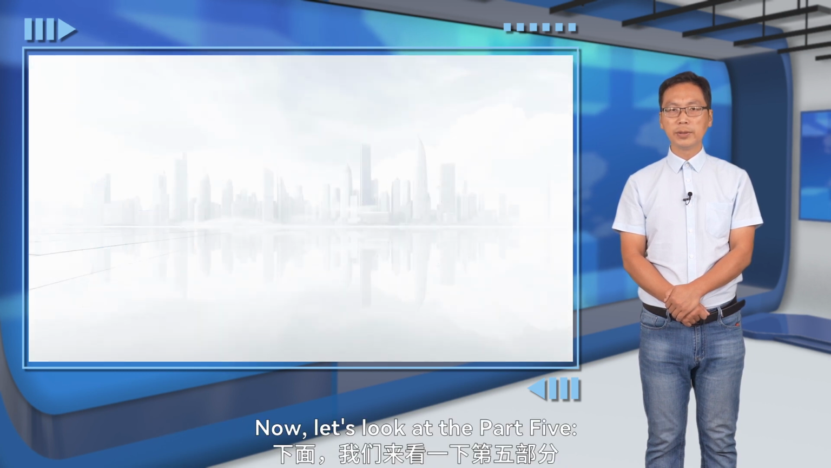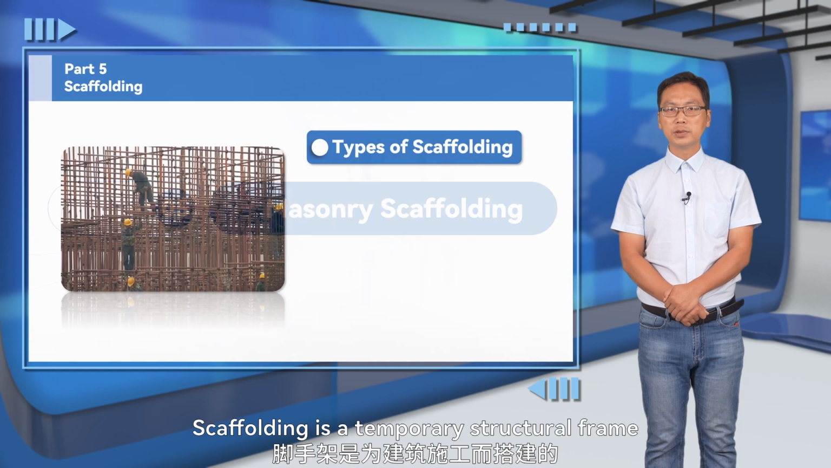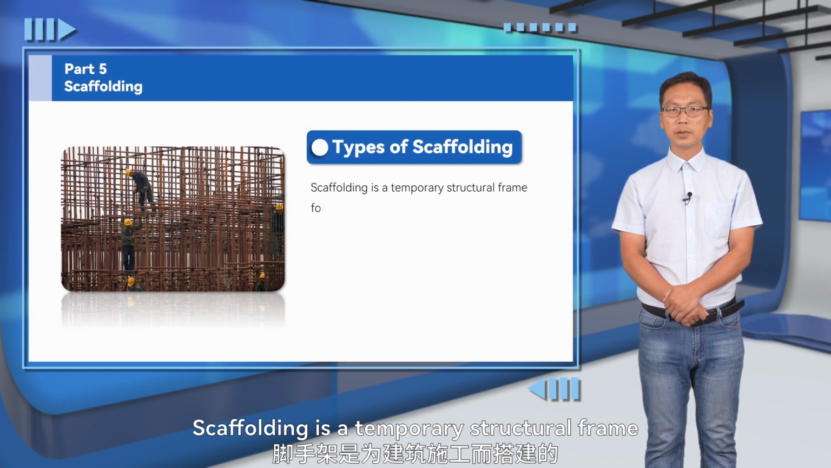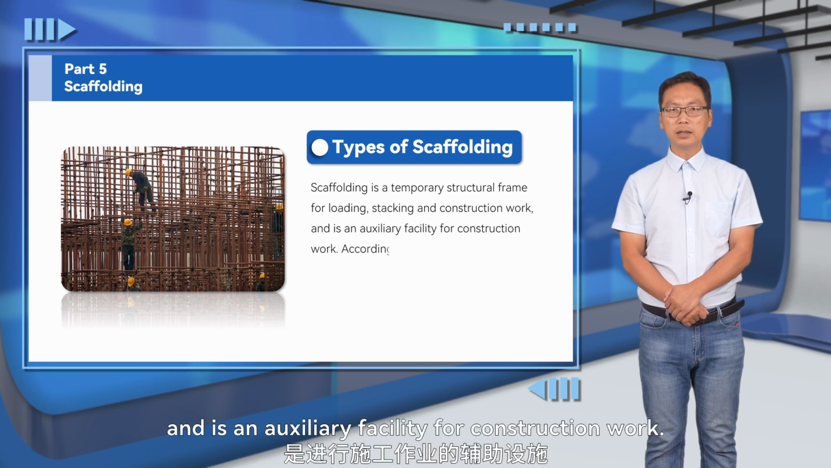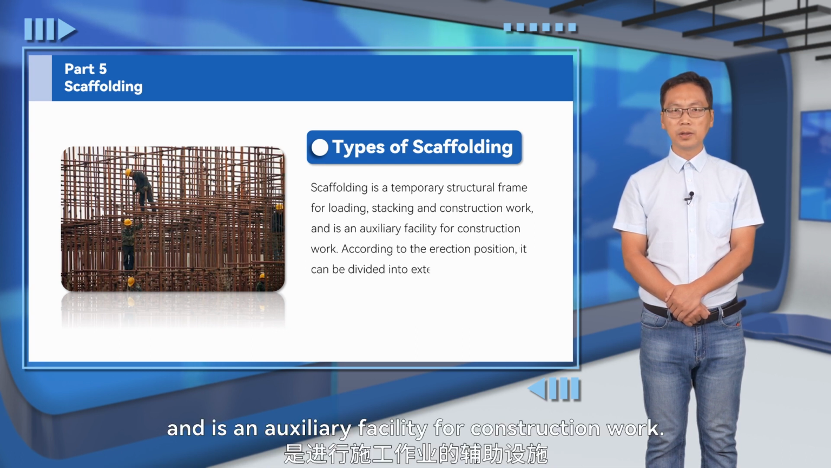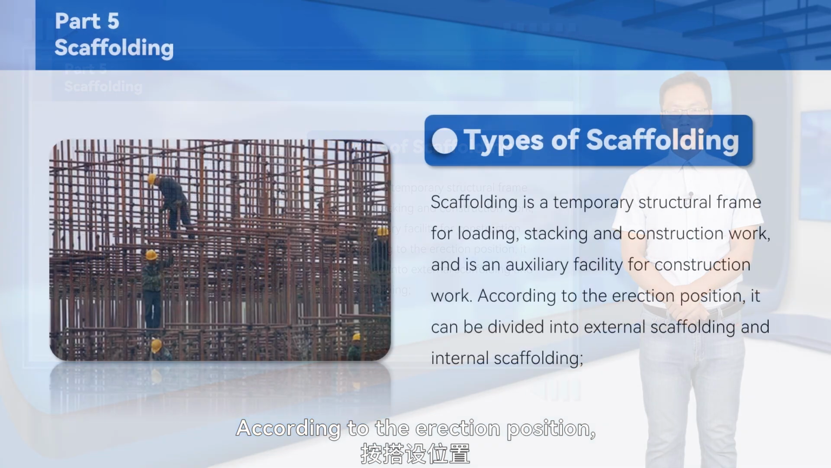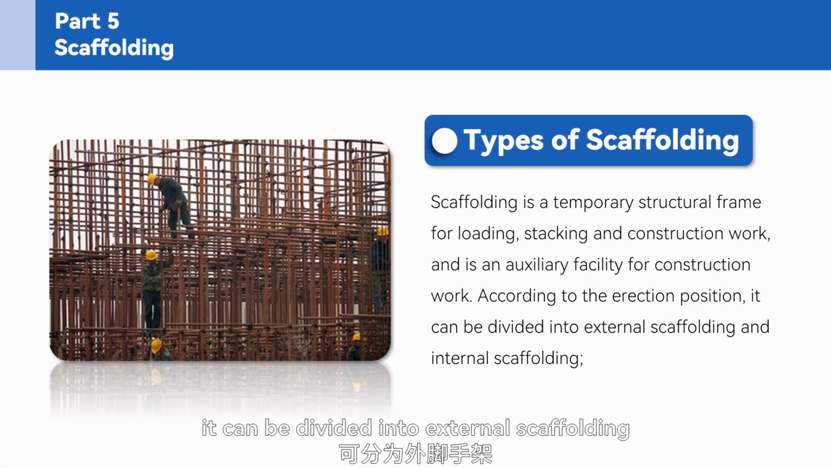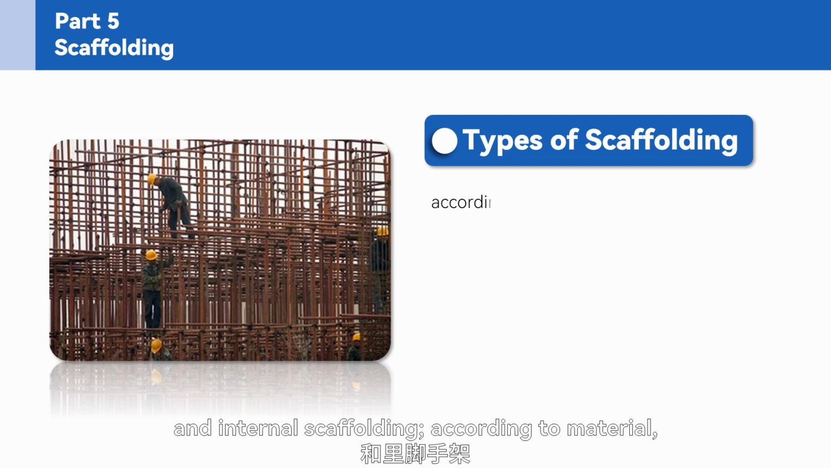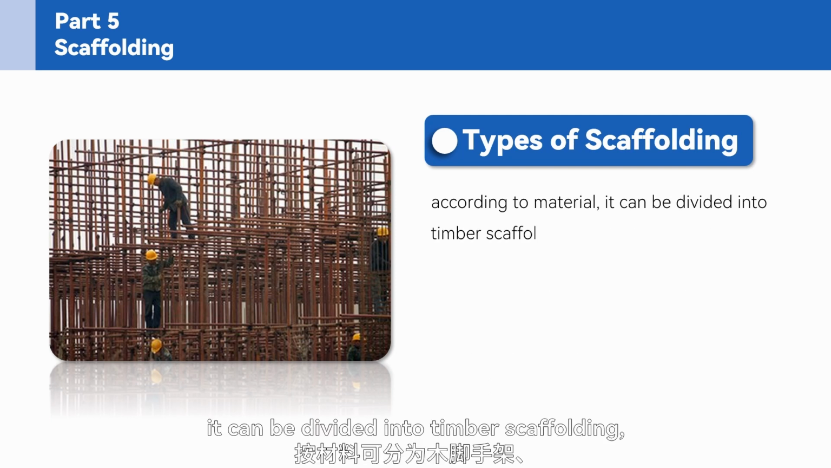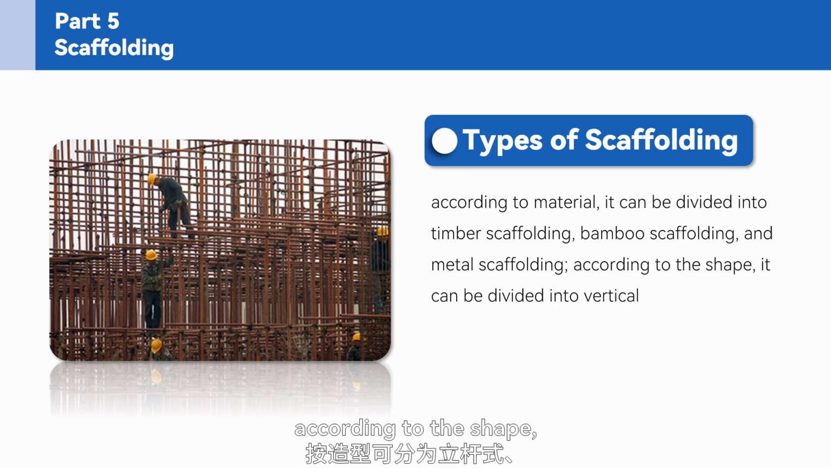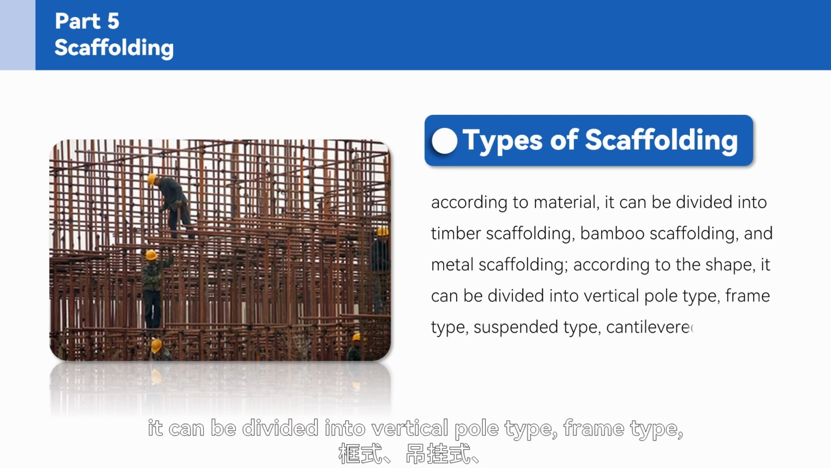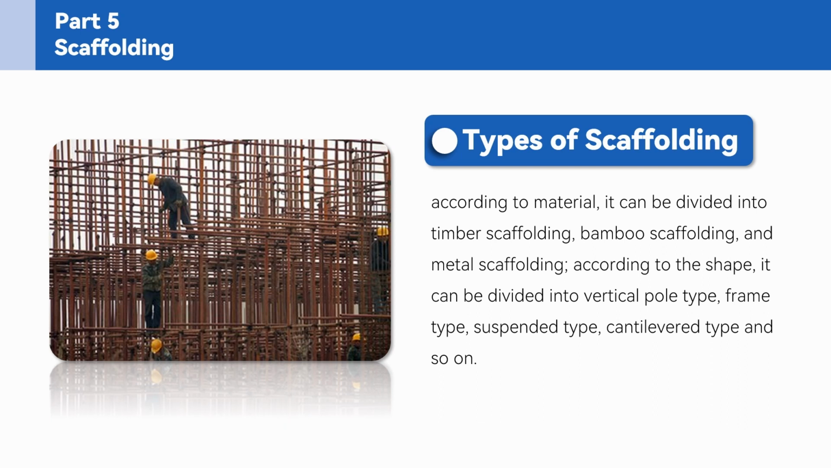Now, let's look at Part 5, masonry scaffolding. Scaffolding is a temporary structural frame for loading, stacking, and construction work, and is an auxiliary facility for construction work. According to the erection position, it can be divided into external scaffolding and internal scaffolding. According to material, it can be divided into timber scaffolding, bamboo scaffolding, and metal scaffolding. According to the shape, it can be divided into vertical pole type, frame type, suspended type, cantilevered type, and so on.